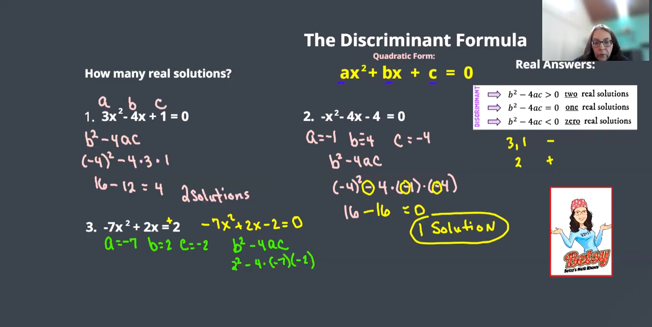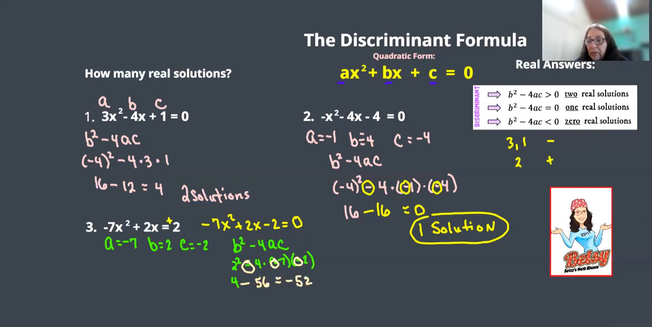Now, when I do that, 2 squared is 4. I've got how many negatives? Count how many negative signs. Remember, minus and a negative are the same thing. I've got 1, 2, 3. I got an odd number, so it's going to be negative. 4 times 7 is 28. 28 times 2 is 56. So we're going to end up with 4 minus 56, which is -52.